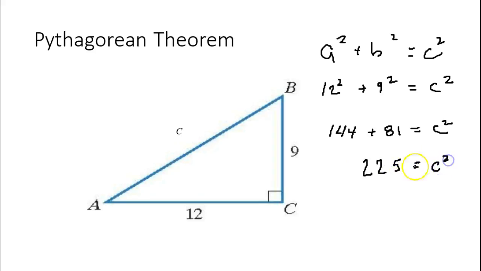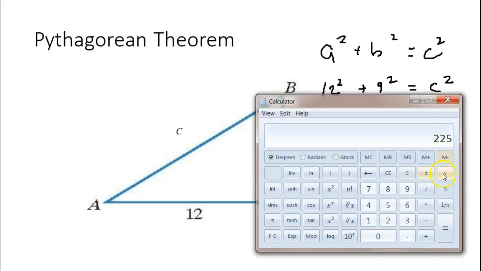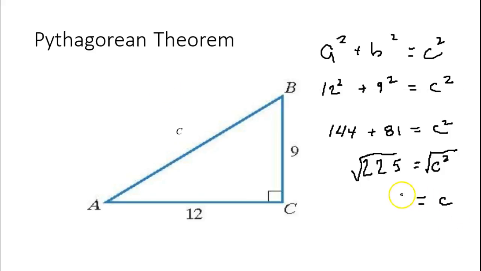You said, well, how do I figure that out? I take the square root of 225 and the square root of C squared, because when I take the square root of C squared, I get a plain old C. So let's see what the square root of 225 is. I'm going to hit my square root button, and it is indeed 15. So side C is 15 by the Pythagorean theorem.